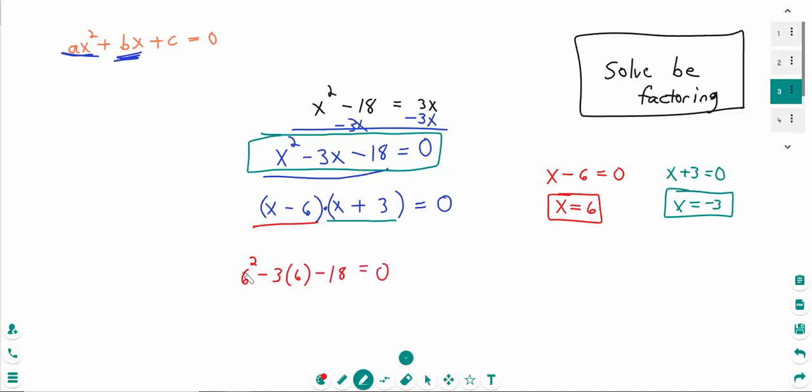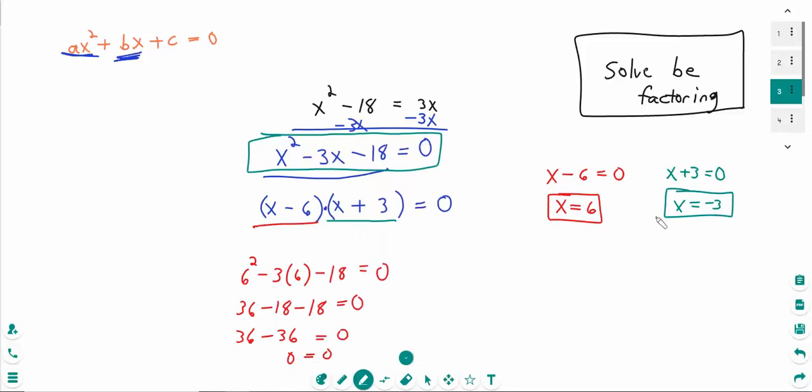Is that true? 6 times 6 is 36. Minus 3 times 6 is going to be minus 18. Minus another 18 is equal to 0. These two negative 18s can combine to give us a negative 36. And we have 36 minus 36 equals 0, which clearly it does. Okay, so that one worked out.